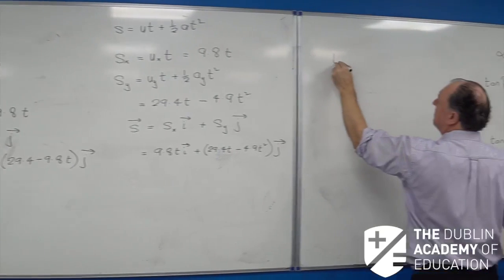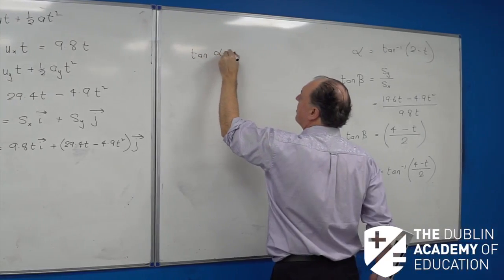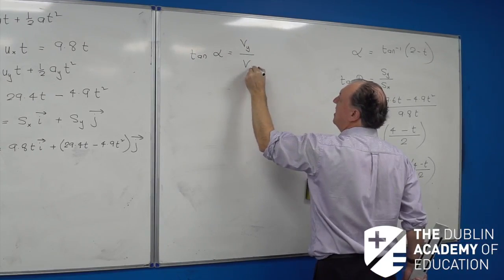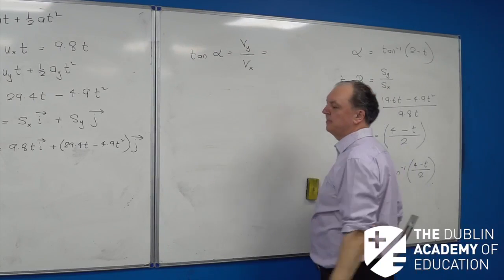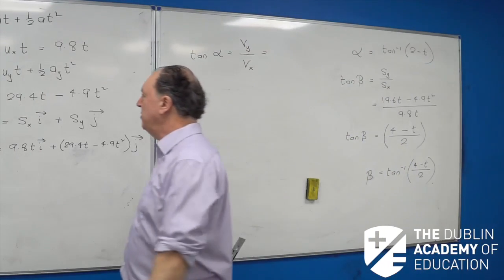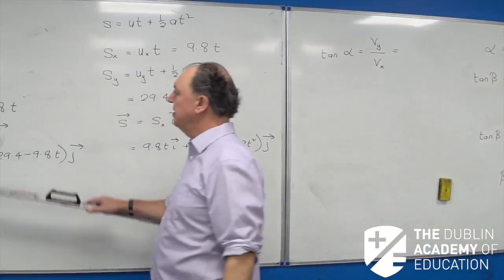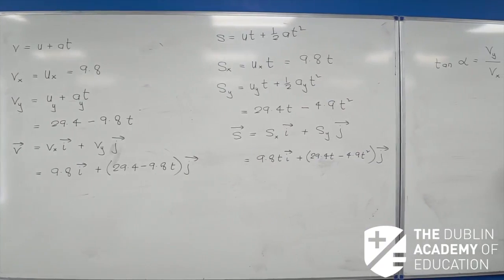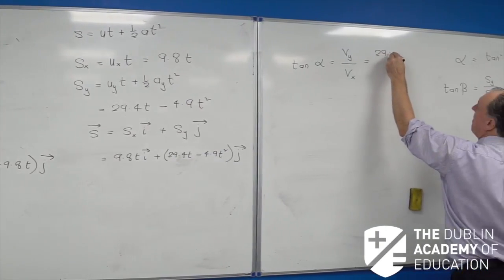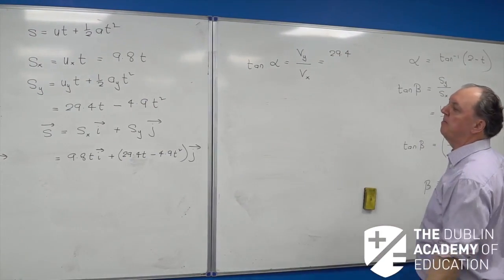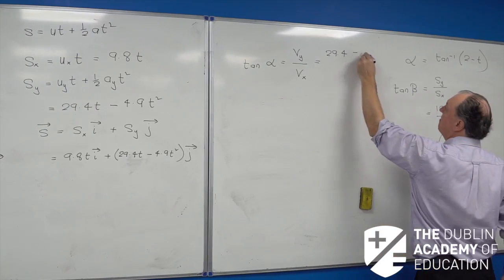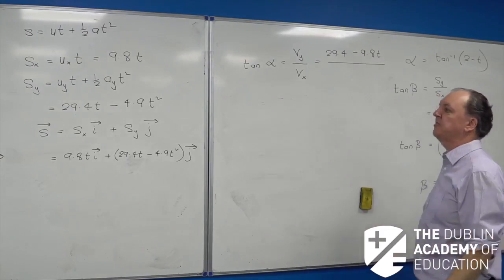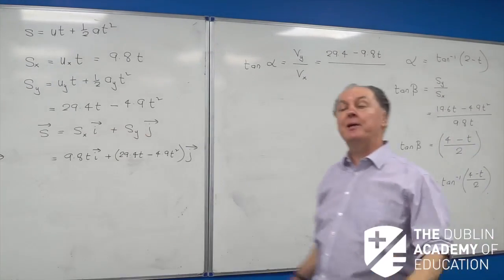Tan alpha is equal to Vy divided by Vx. There's my expression for Vy, that's 29.4 minus 9.8t, divided by Vx, which has a value of 9.8.